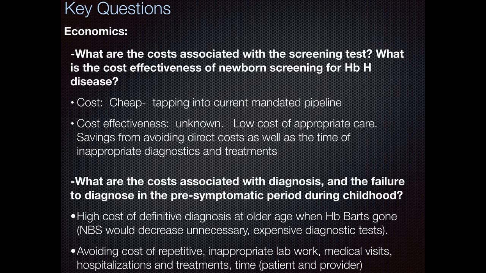What are the costs associated with the diagnosis and the failure to diagnose in the pre-symptomatic period? Well, it's much more expensive to diagnose hemoglobin H disease at an older age because you don't have that advantage of having hemoglobin Barts. And again, there's those inappropriate tests that happen on the way to definitive diagnosis.